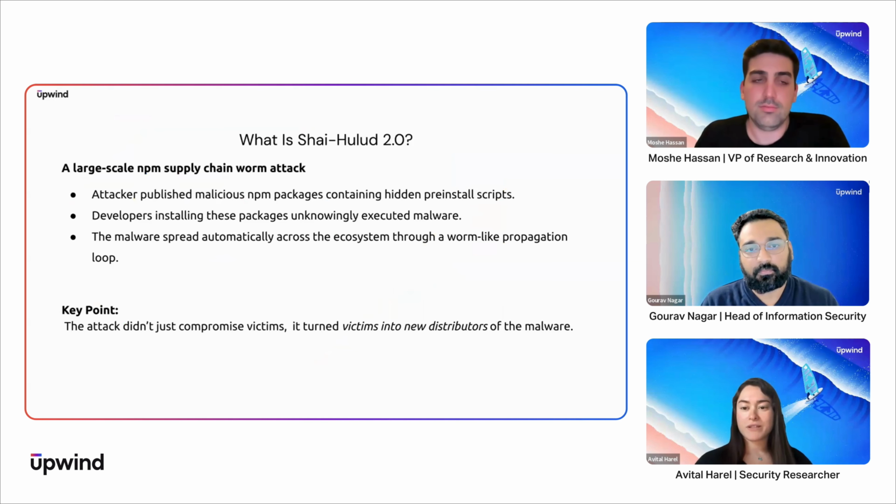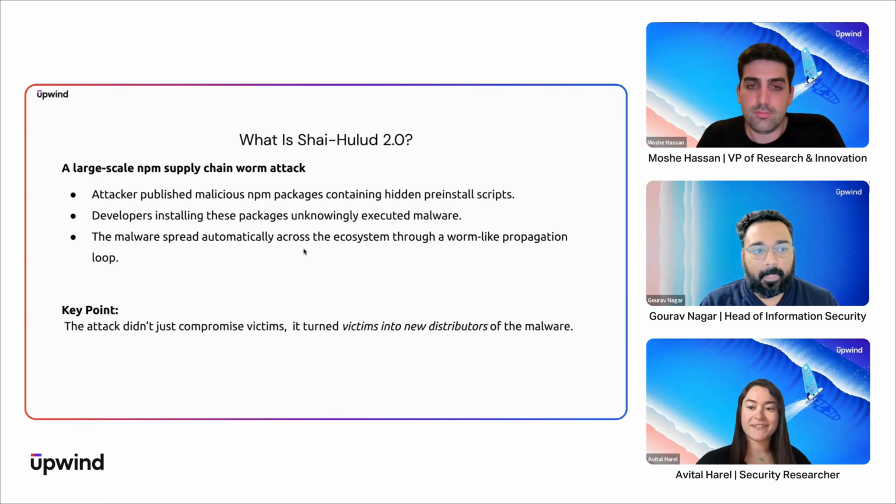In this attack, much like the previous attack, the attacker publishes malicious NPM packages that have a pre-install script. Once a developer installs these packages, they unknowingly also execute malware, and this malware spreads in a worm-like propagation, so we can understand it spreads extremely fast and it amplifies across the entire ecosystem.